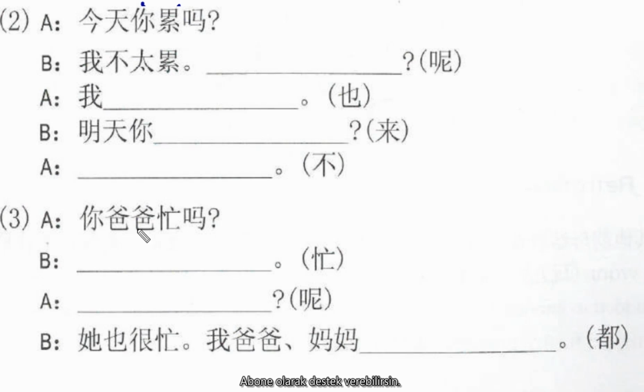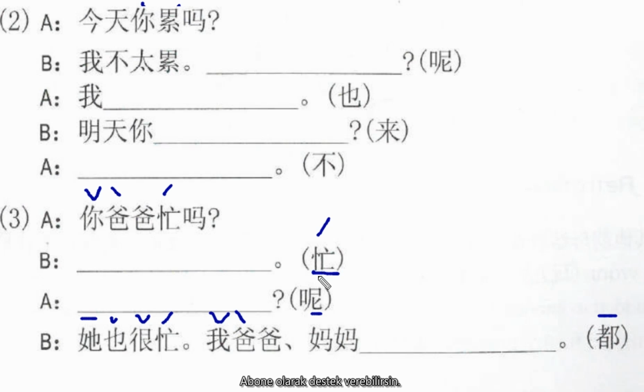Here also we put the tones on the characters. 你爸爸忙吗? Ma doesn't have a tone. 他也很忙。我爸爸妈妈都很忙. Okay. Let's translate this sentence. 你爸爸忙吗? Is your father busy now?